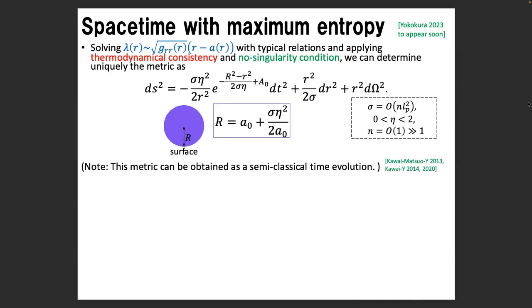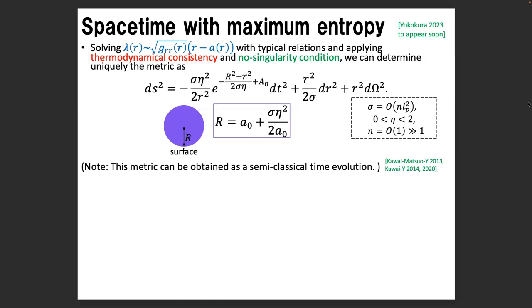This metric contains two parameters, sigma and eta. Sigma is a constant of order n times L_P squared, where n is just an order-one number, but sufficiently large, and eta is also a dimensionless constant. Later, these two parameters will be determined dynamically by solving the semi-classical Einstein equation in a self-consistent way. Here, capital R represents the size of this excitation. The position can be determined by some thermodynamic condition.